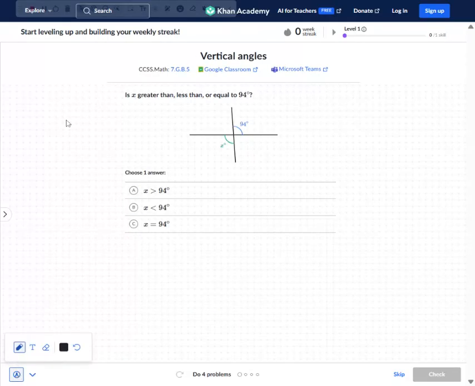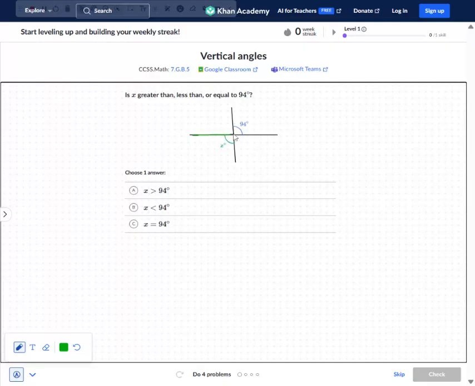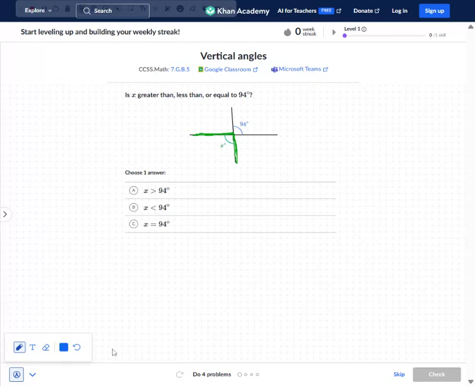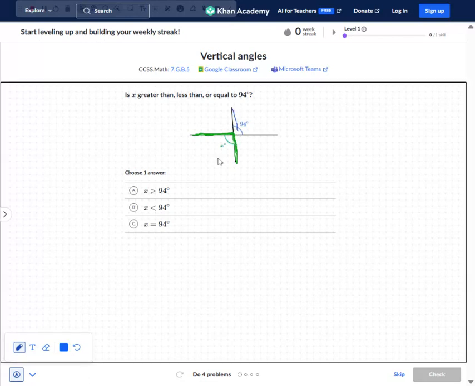All right, so the question is: is x greater than, less than, or equal to 94? You have to highlight and figure out what they are talking about. So we'll use the colors they had here. Angle x is this angle here, this degree measure here. And they're also telling us over here that this angle measure is 94 degrees.